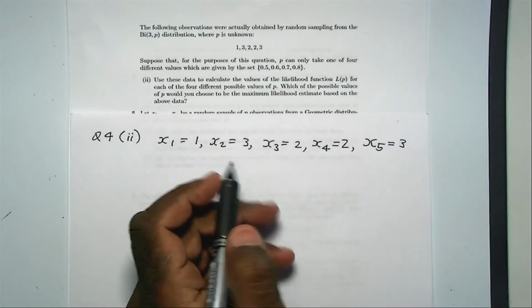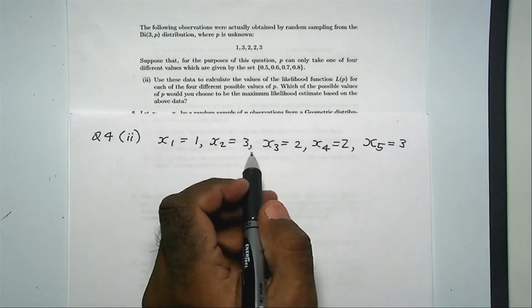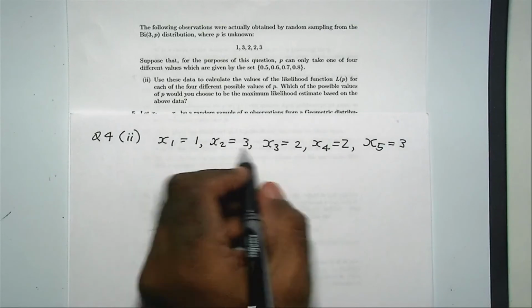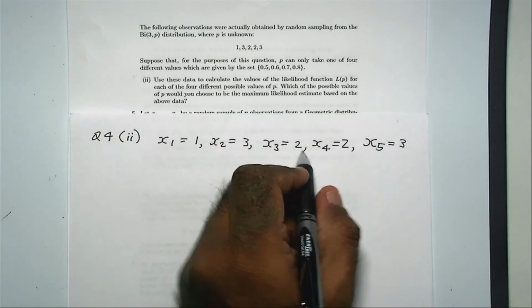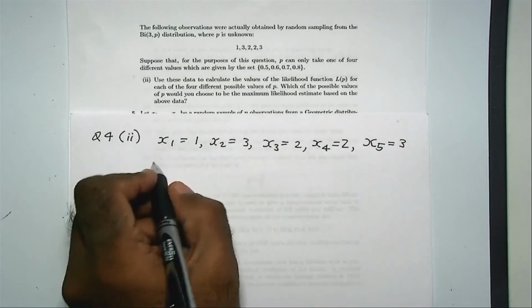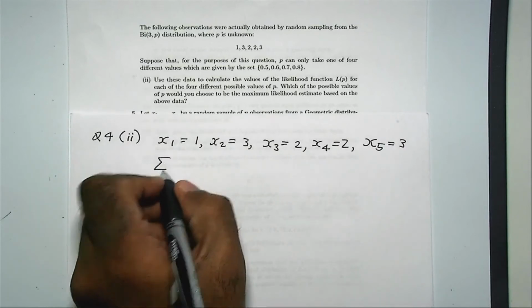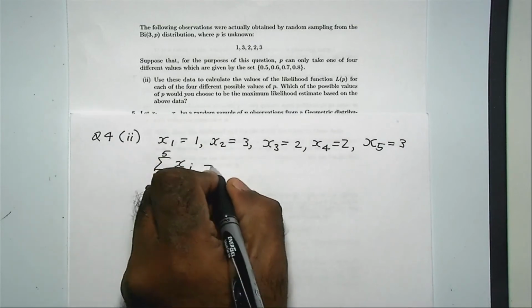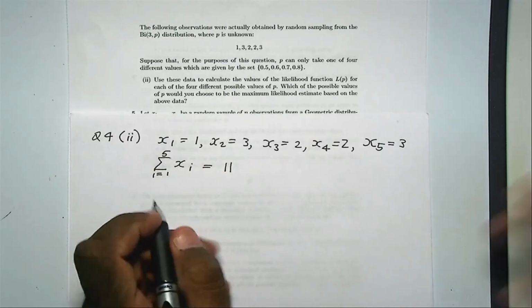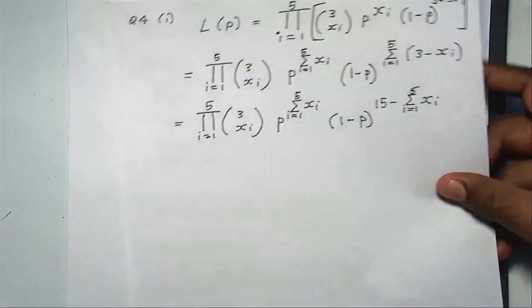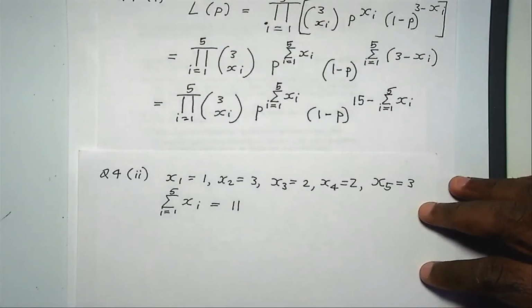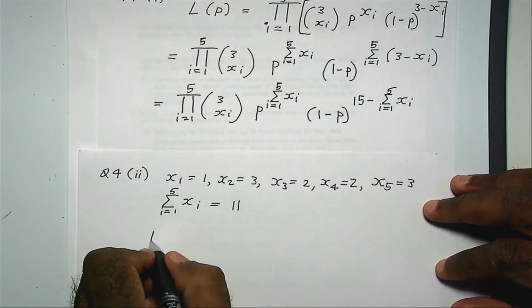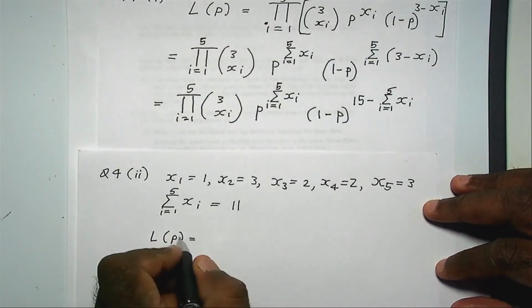Okay, now before we go ahead, let's try to sum these numbers. It's 1 plus 3, 4, plus 2, 6, plus 2 is 8, plus 3 is 11. So the sum of these numbers is equal to 11. Now, if you go to the likelihood which I wrote down in the previous part, this is the likelihood I have written earlier. So your likelihood function of p will be the following.